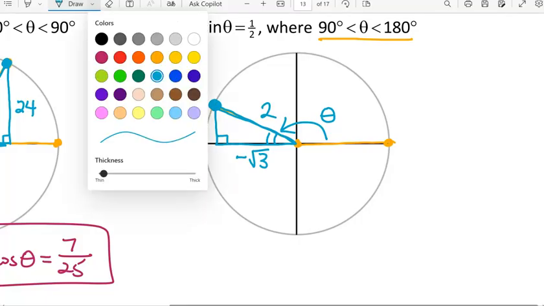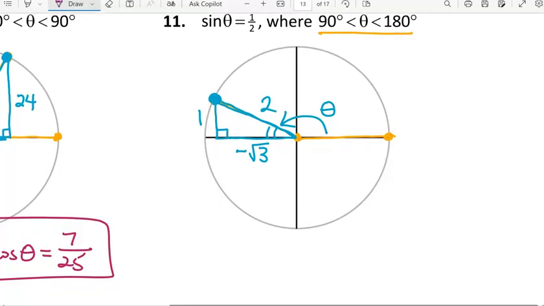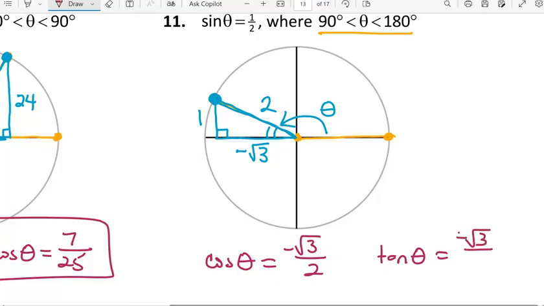From here, we can find the values for the other two trig ratios. So cosine of angle theta is the ratio of the adjacent to the hypotenuse, and tangent of angle theta is the ratio of the opposite to the adjacent. That's 1 over negative square root of 3, which when we rationalize it would be negative square root of 3 over 3.